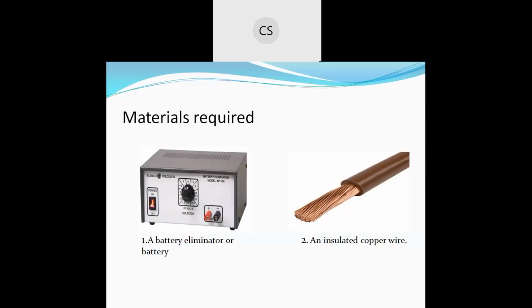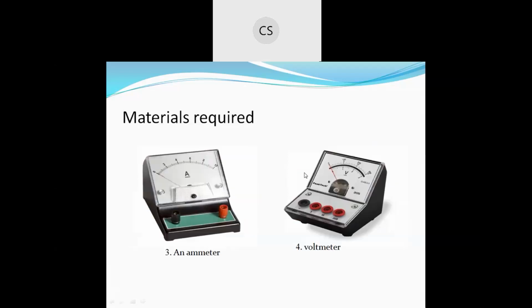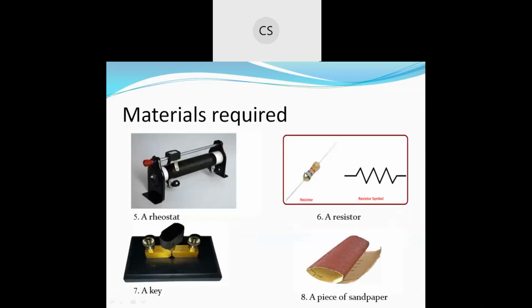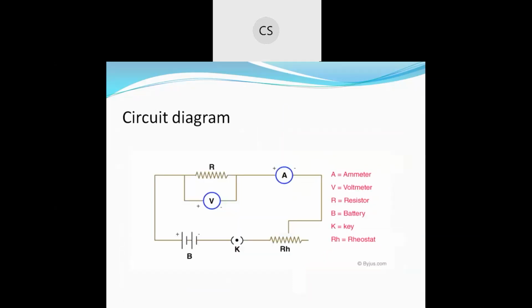Materials required: number 1, a battery eliminator or battery; number 2, an insulated copper wire; number 3, an ammeter; number 4, voltmeter; number 5, a rheostat; number 6, a resistor; number 7, a key or one-way switch; number 8, a piece of sandpaper. Circuit diagram: A ammeter, V voltmeter, R resistor, B battery, K key, RH rheostat.